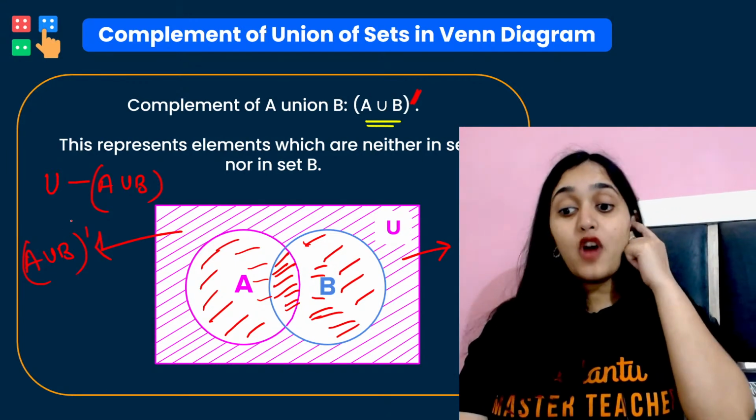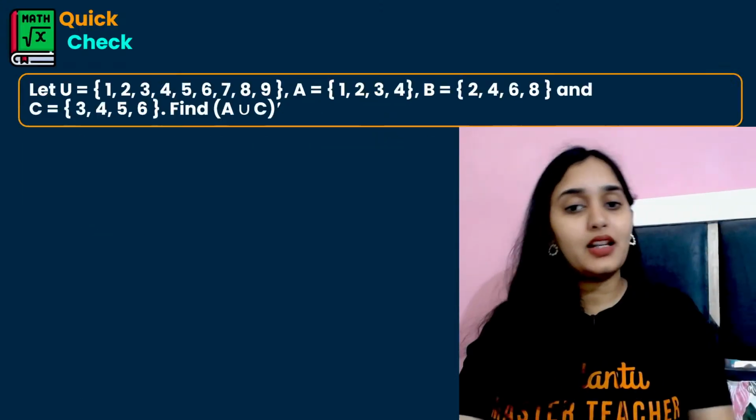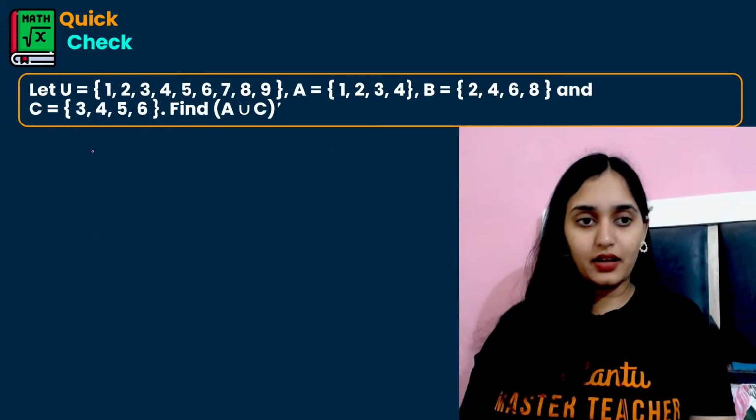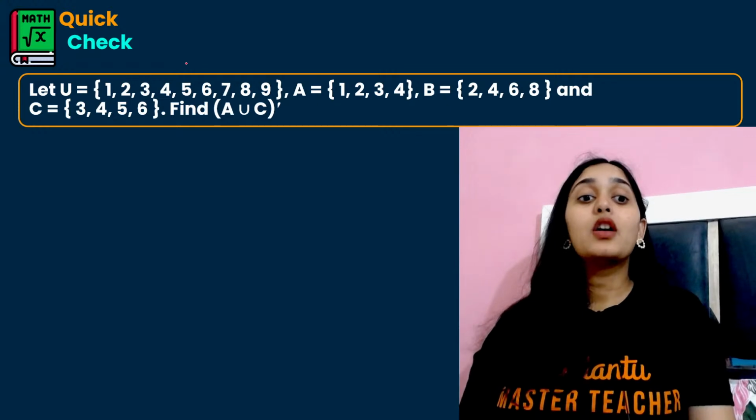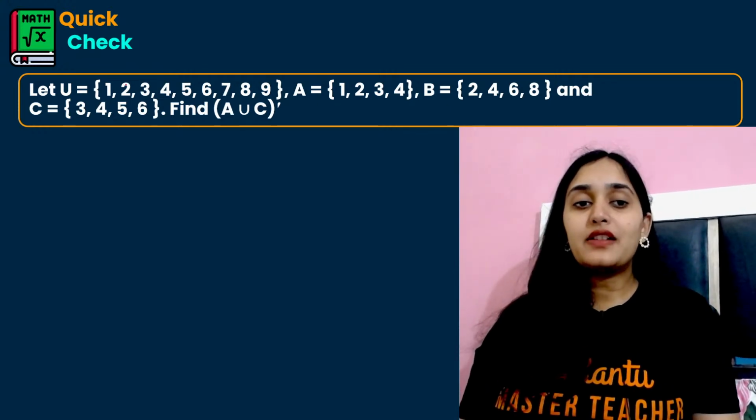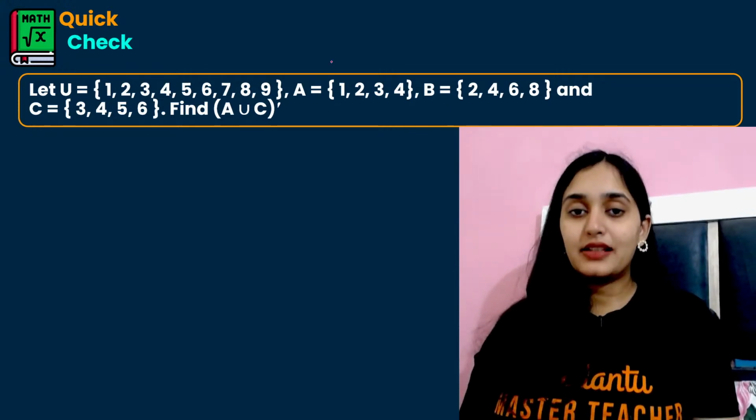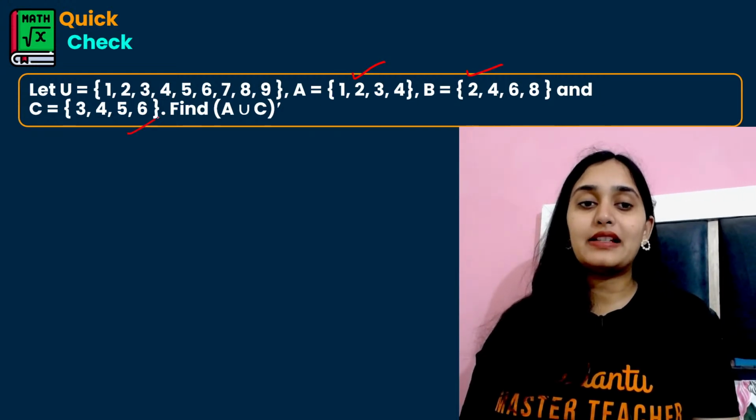Okay. I have already taught about Venn diagram at the beginning, beta. You were not there at that time. Now, suppose we have a universal set 1, 2, 3, 4, 5, 6, 7, 8, 9. Set A is this, set B is this, set C is this.